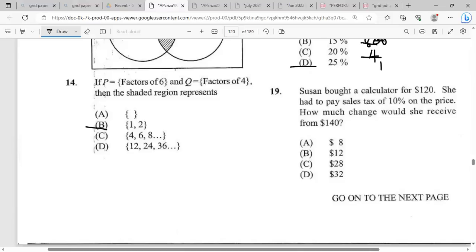Susan bought a calculator for $120. She had to pay sales tax of 10% on the price. How much change would she receive from $140? So first, I could work out the 10%, no? 10% is the same as dividing by 10. So 120 divided by 10, guys. Come on. So that's 12, right? So that works out to $12.